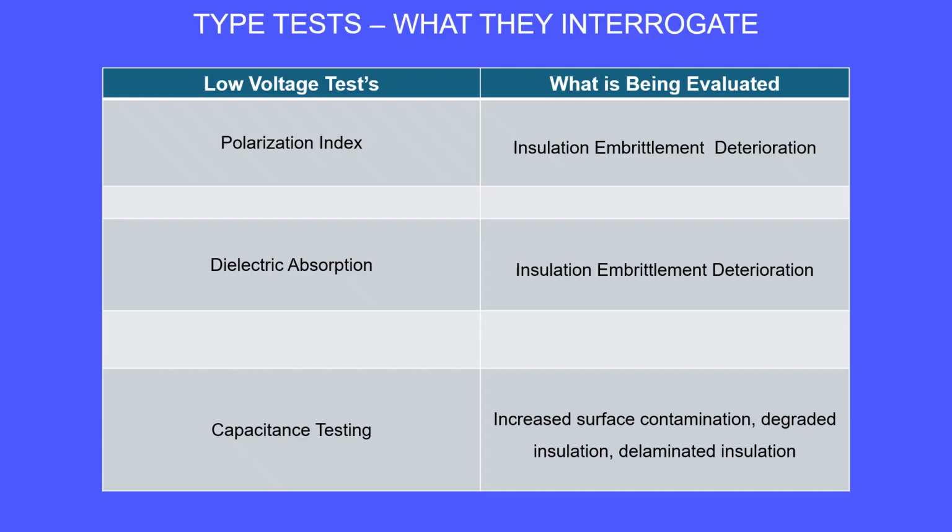The capacitance test identifies when contamination is building on the insulation. The result is trended over time. An increase in capacitance is a good indication that your winding is becoming contaminated with some type of buildup.